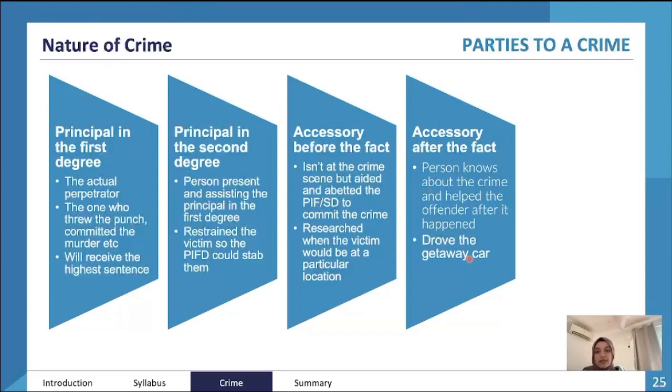After the fact, the person knows about the crime and helped the offender afterwards. So somebody who drove the getaway car would be the after the fact. Again, these are pretty self-explanatory. It's just being able to retain this information. But normally I think even the titles of each one make those concepts quite self-explanatory. Hopefully it's all making sense. I think making sure that you have examples that you can refer to for these will aid you significantly in remembering each one as well.